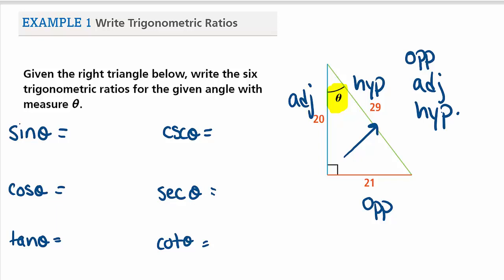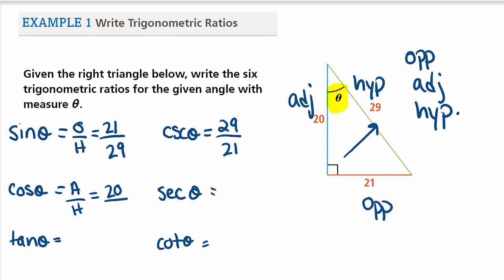Now let's fill in our 6 trigonometric ratios. Sine is O over H, which is opposite over hypotenuse. Opposite is labeled 21, and hypotenuse is labeled 29. At the same time, I'm going to complete cosecant. I'm going to take the reciprocal of it, so that will be 29 over 21. Cosine is adjacent over hypotenuse. Adjacent is 20, hypotenuse is 29. I'm going to do secant at the same time by taking the reciprocal, 29 over 20.